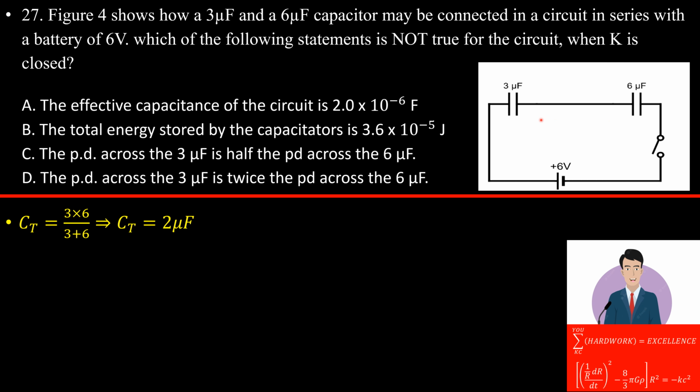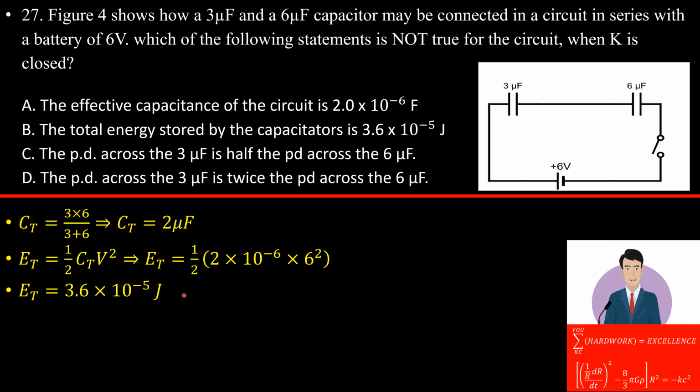Now the next thing we're going to do is calculate the energy stored by this network of capacitors, which is basically half CV squared. C now is going to be the net capacitance in this circuit, which is 2 microfarads. So we calculate that net energy as this, and that's going to give us 3.6 times 10 to the negative 5 joules.